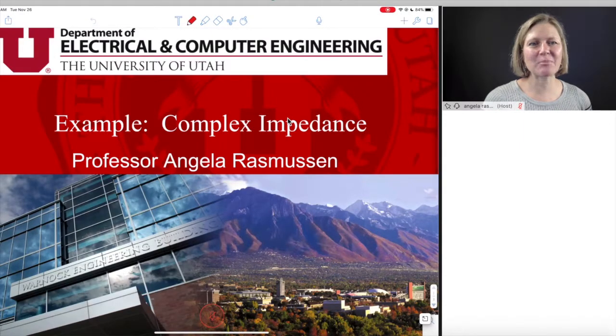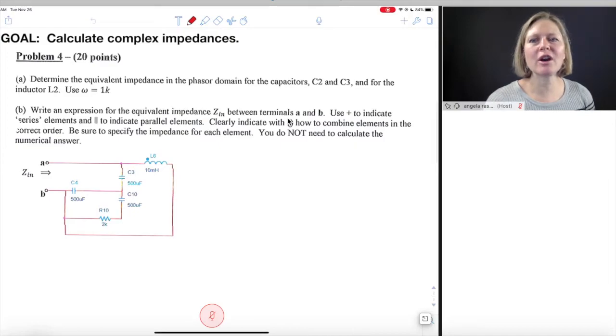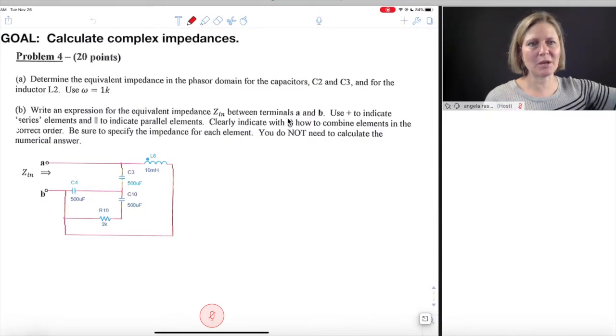And for this example, I wanted to go over complex impedances. So the goal is to calculate complex impedances when we have a circuit such as this. To do this, we need to first transform it from the time domain into the frequency domain.